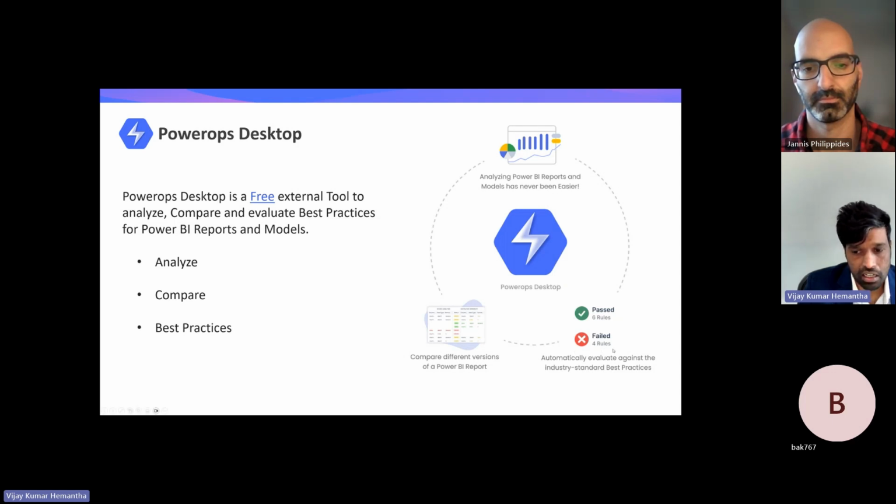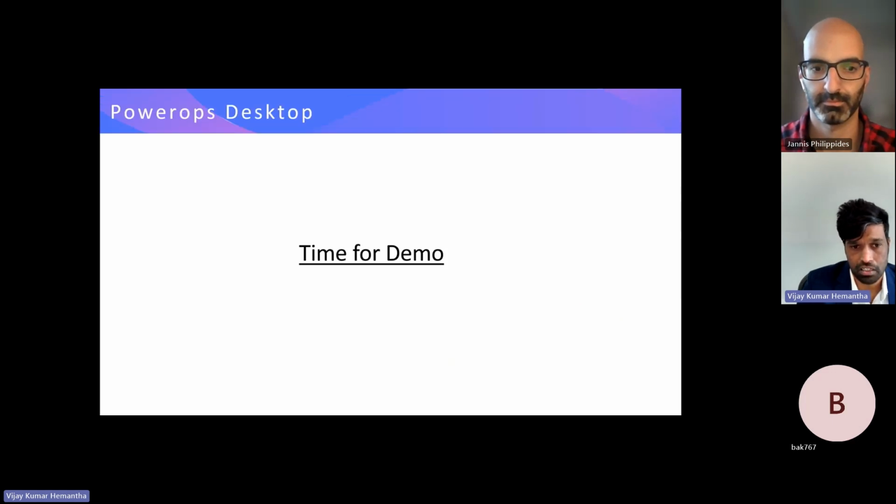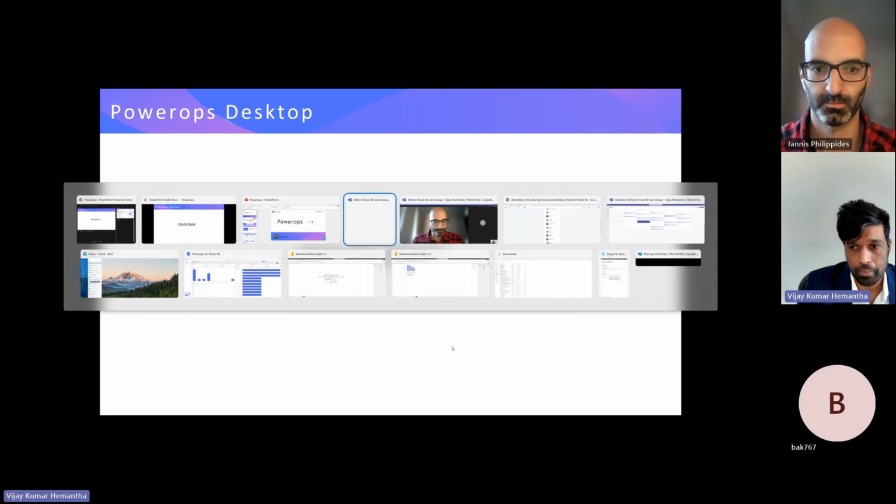On the other hand, it also does best practice evaluation. It runs against the Microsoft standard best practices and tells you which rules have passed and which rules have failed. So that's what the desktop offers. The SaaS version, I'll go over at the end, but it offers a lot more than this, with version control and other things. First, let's see what the desktop offers, and I'll show you a quick demo of the same.